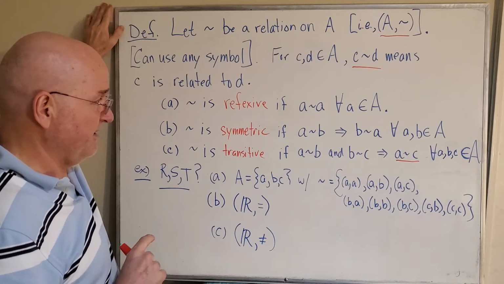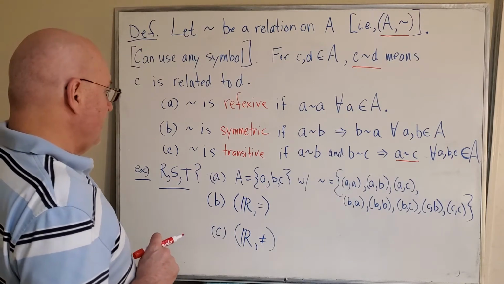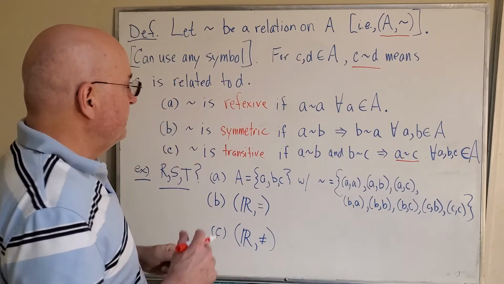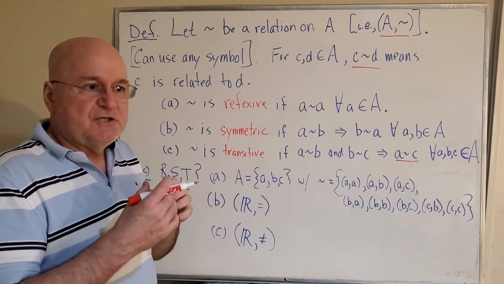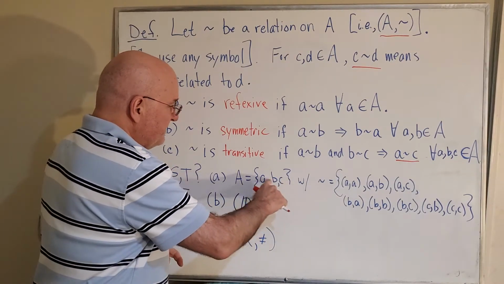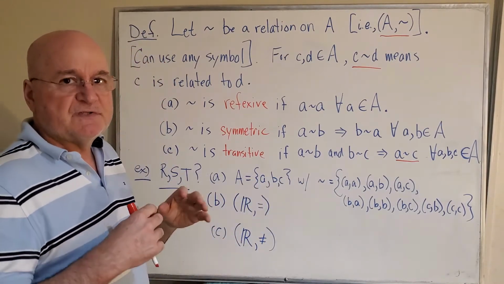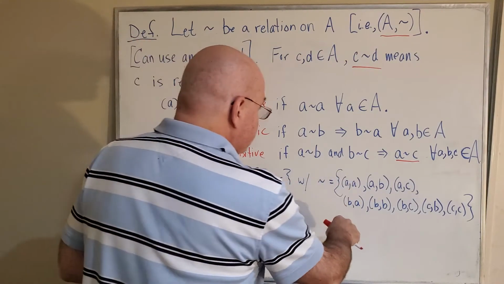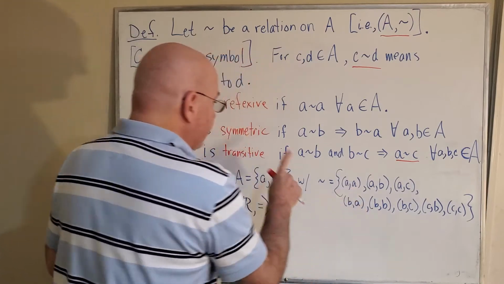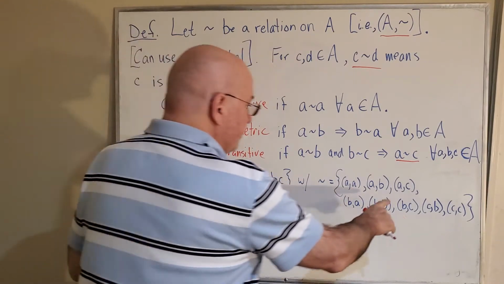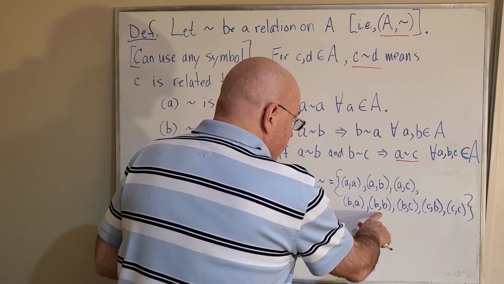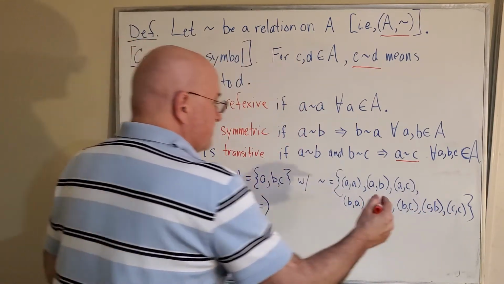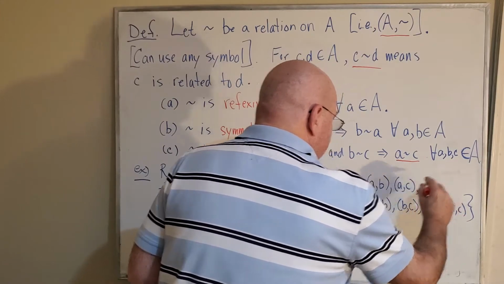So maybe that's going to help us decide. Okay, is it reflexive? Is each one of these 3 letters, does it relate to itself? Let's see, here's AA, so we know A relates to itself. So does B, and so does C. So it's absolutely reflexive. So I'm just going to put an R there.